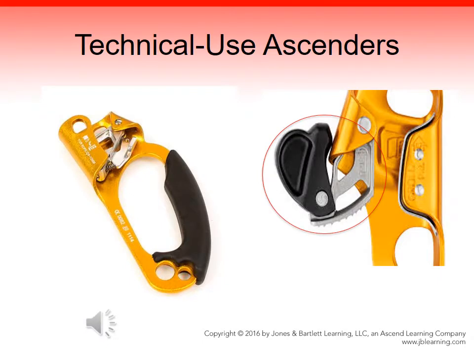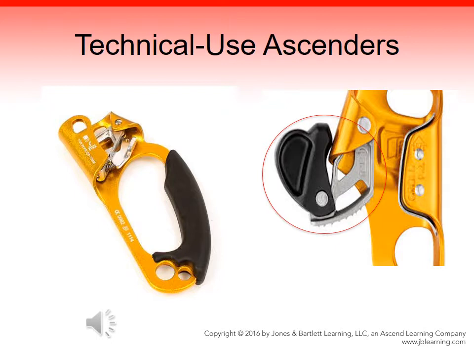Technical use ascenders, also called personal ascent devices or handled ascenders, are rope grab devices used to travel up or ascend a fixed rope. They all work on the same principle. If the ascender is correctly attached to the rope, its gripping action allows the climber to slide it freely in one direction, usually up. The ascender then locks in place when the climber correctly applies a downward force, for example, your body weight, to it.